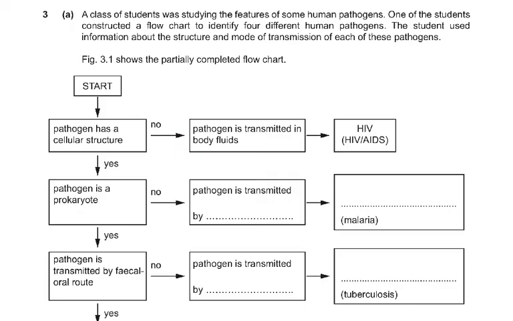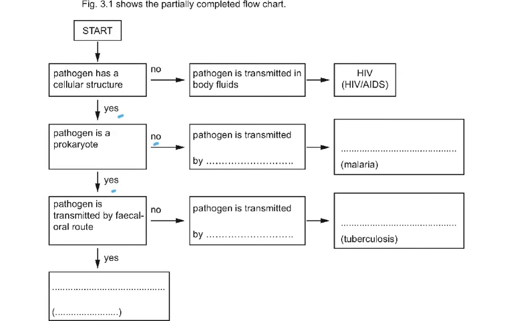Now, coming to question number 3. A class of students was studying the features of some human pathogens. One of the students constructed a flow chart to identify 4 different human pathogens. The student used information about the structure and mode of transmission of these pathogens. Figure 3 shows the partially completed flow chart. Pathogen has a cellular structure? No. Pathogen is transported in body fluids, HIV/AIDS. Then pathogen has a cellular structure? Yes. Pathogen is a prokaryote? No. Yes. Pathogen is transmitted by fecal oral route?